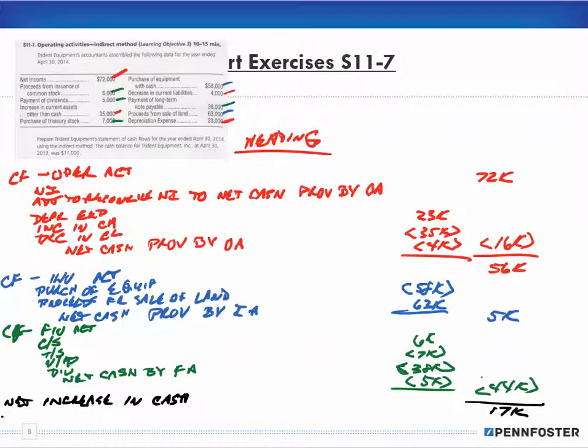Okay, and then we show our cash balance for April 30th, 2013 of $11,000, and then our cash balance for 4/30/2014 is the difference between those two, which means we should have a cash balance of $28,000, and that's double underlined, right?